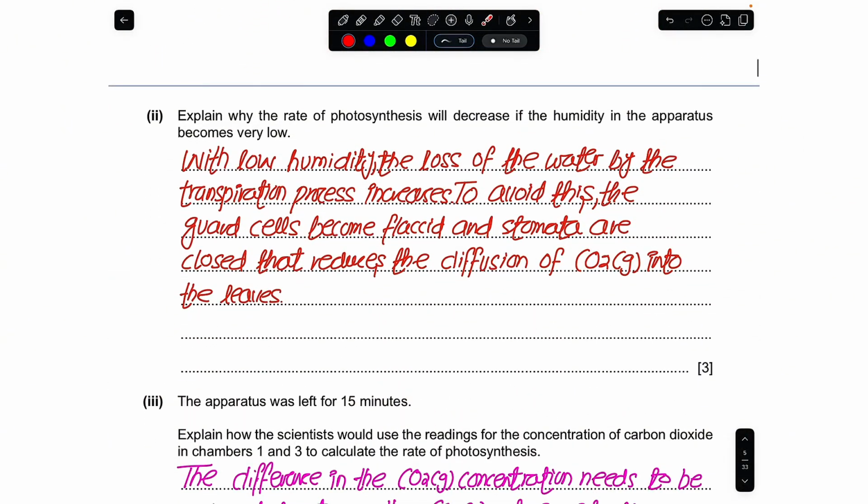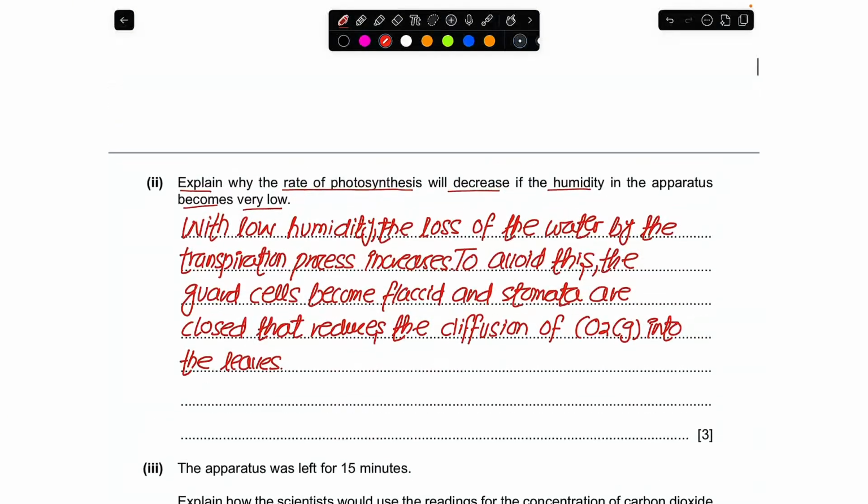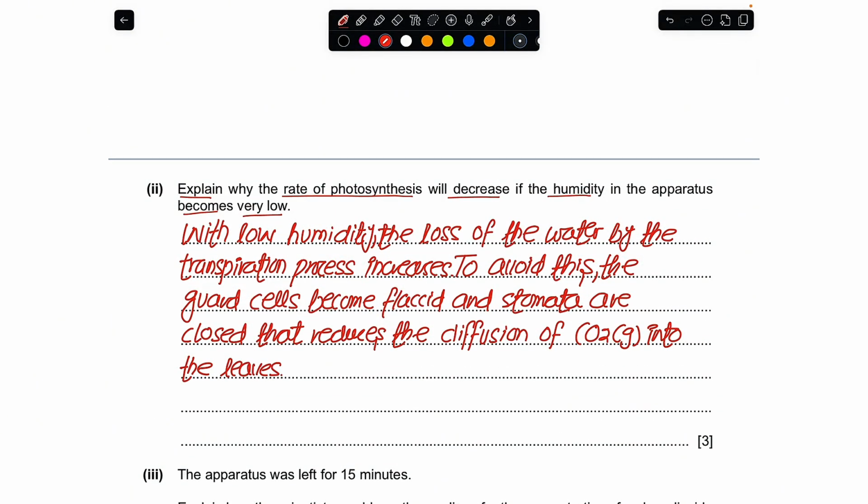If I move further, for 3 marks, the examiner is asking to explain why the rate of photosynthesis will decrease if the humidity in the apparatus becomes low. So here we have to relate a decrease in humidity to how this affects the rate of photosynthesis. If you recall the structure of the leaf, we have this lower epidermis layer.